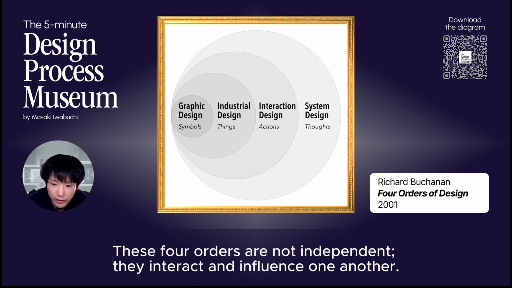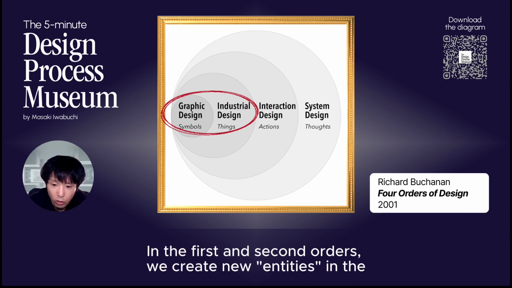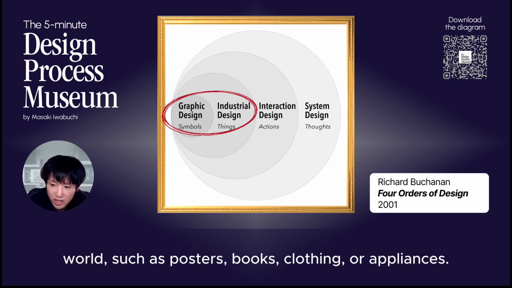These 4 orders are not independent. They interact and influence one another. What does this mean? In the first and second orders, we create new entities in the world, such as posters, books, clothing, or electrical appliances, and more.